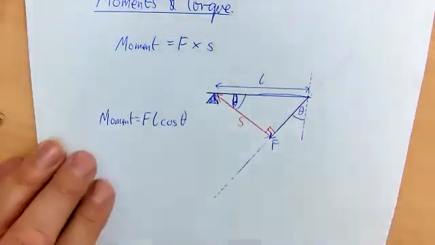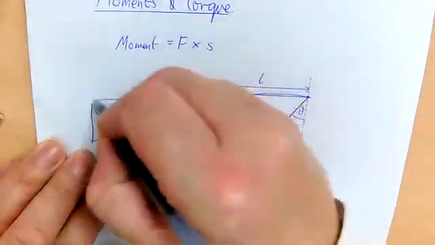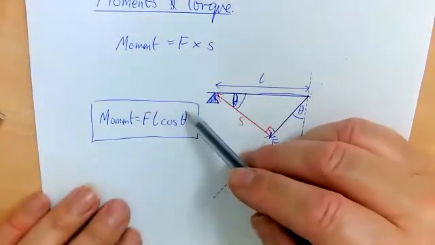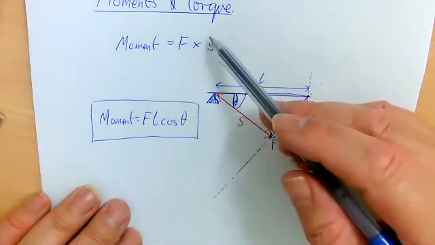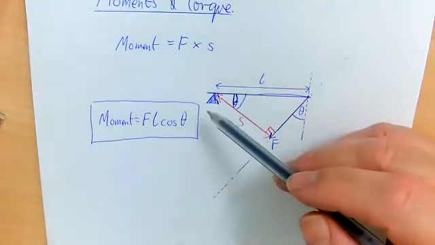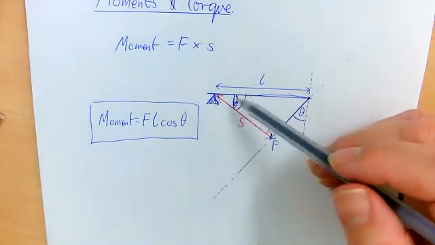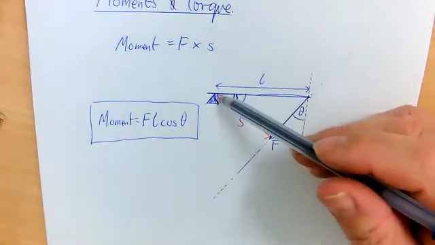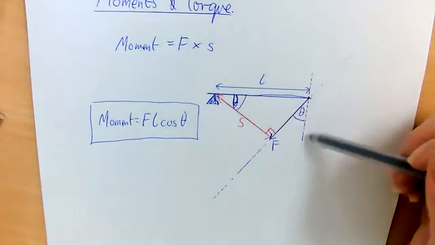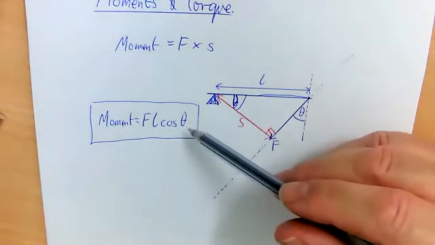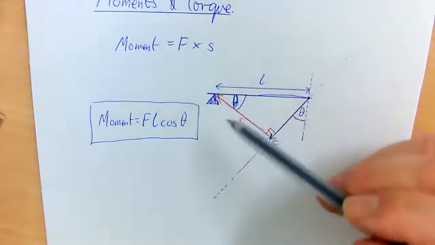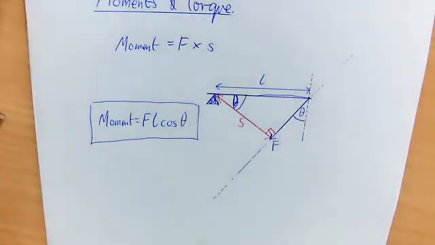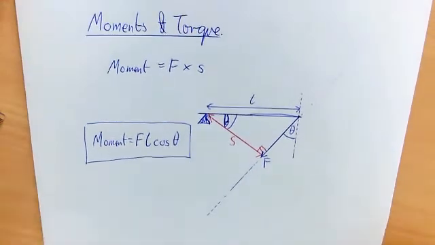So that is something people get very confused with. And they say, well, which formula is correct? Well, actually, both of these two formulae are correct. It's just that this one is an evolution of that one. And if the force is perpendicular to L here, if the force was down here, then basically it simplifies to that. So that's the first bit of the moments and torque. There's something people get very confused by.